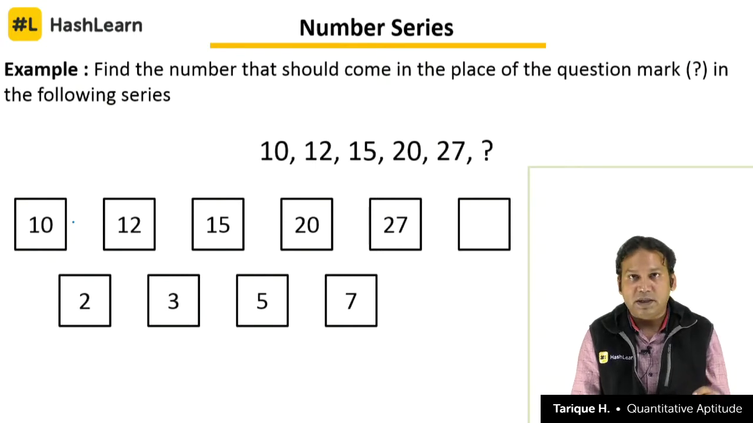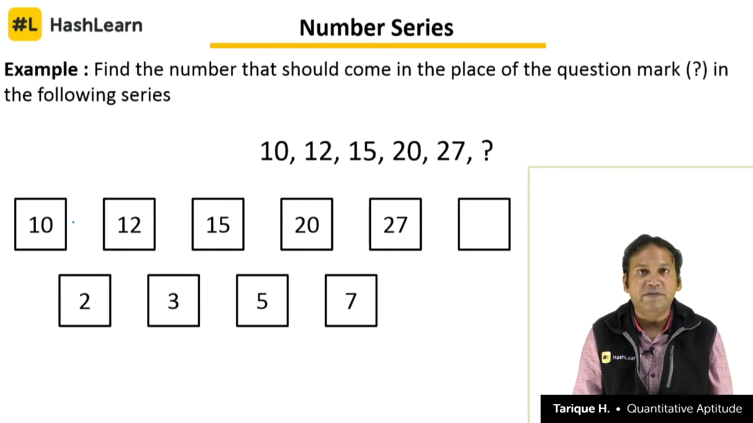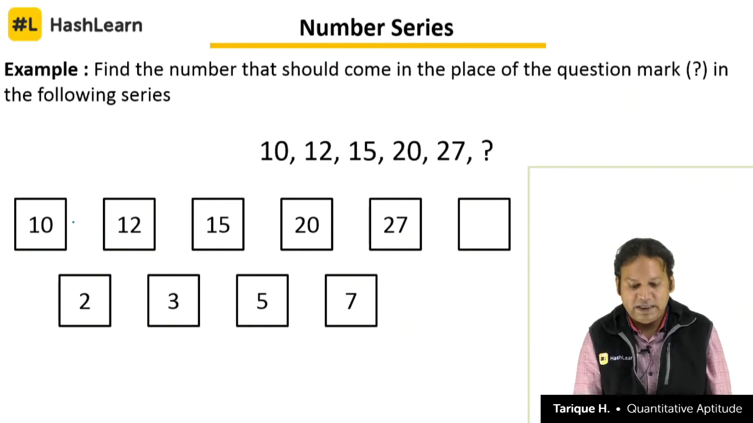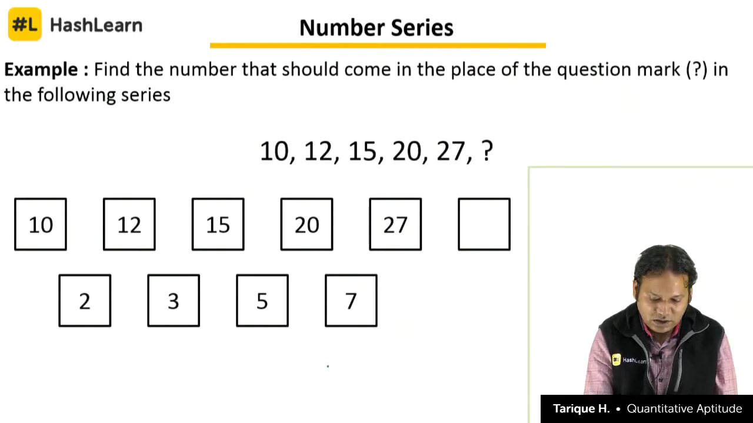What is the underlying logic? Look at the numbers, what did you get? 2, 3, 5, 7. 2 plus 1 is 3, 3 plus 2 is 5, 5 plus 2 is 7, but 2 and 3 differ by only 1. So there must be something else. So what is the logic used here? The logic in this question is that of prime numbers.